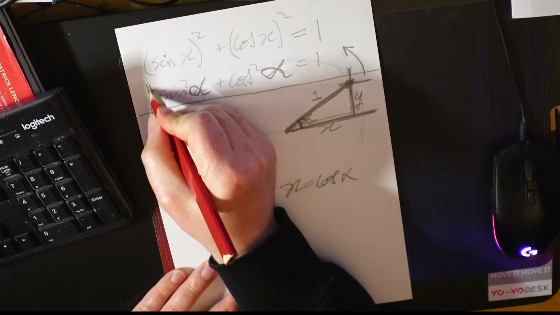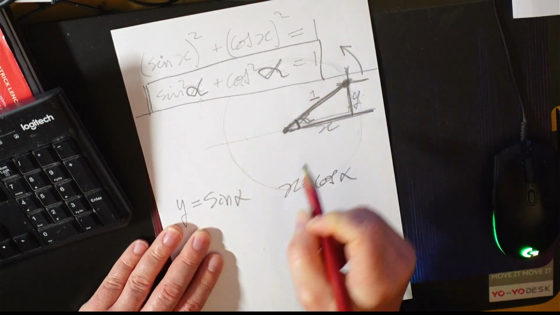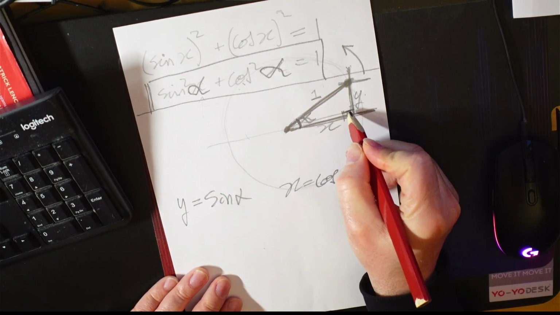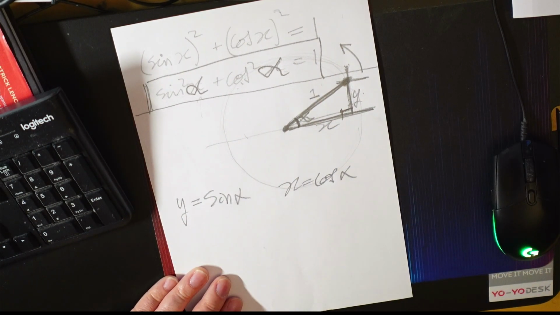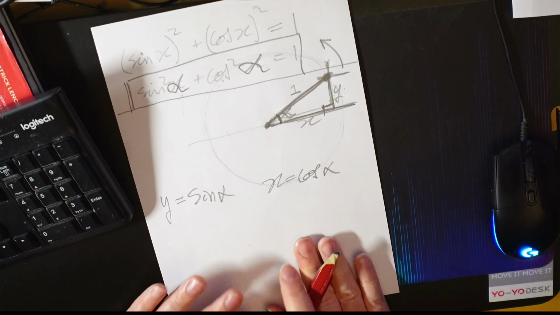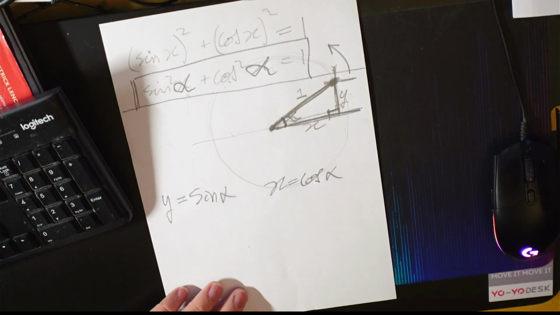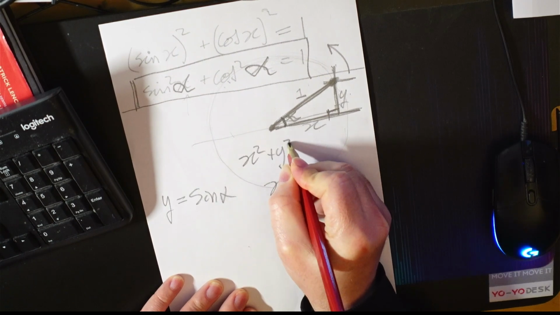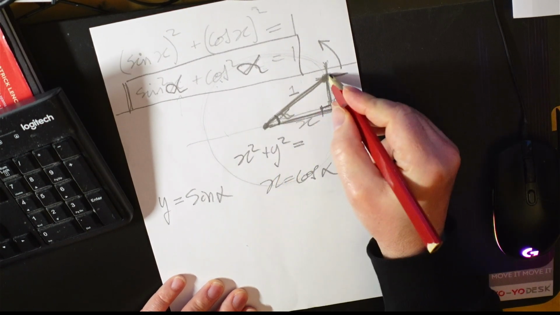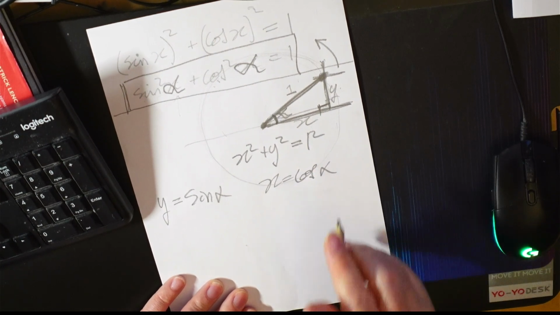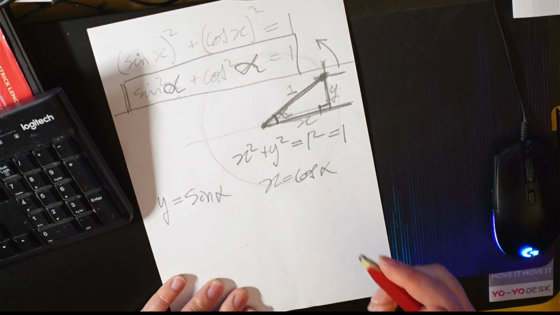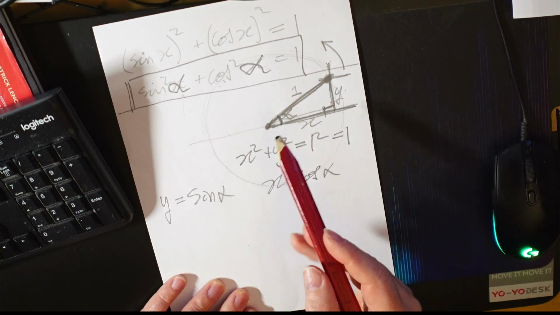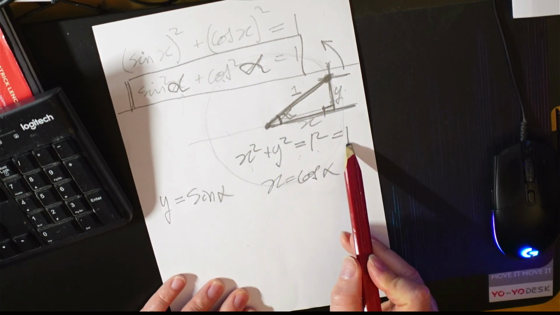But we come back to this question: why is this always 1? And you look at that and you see, hang on a minute, this is a right-angled triangle. I remember that Pythagoras thing, which basically said x squared plus y squared is equal to this side squared, which is 1 squared, which is the same as saying 1. So in this case, for a circle of radius 1, this is x squared plus y squared equals 1.